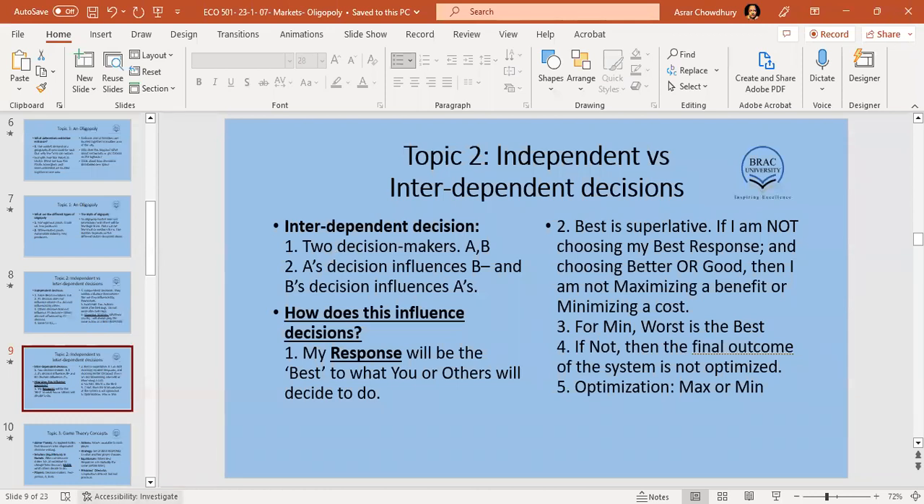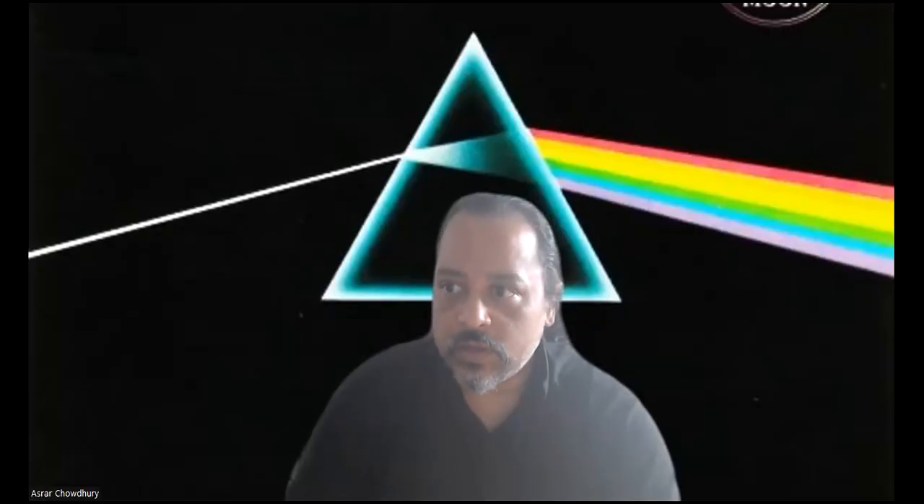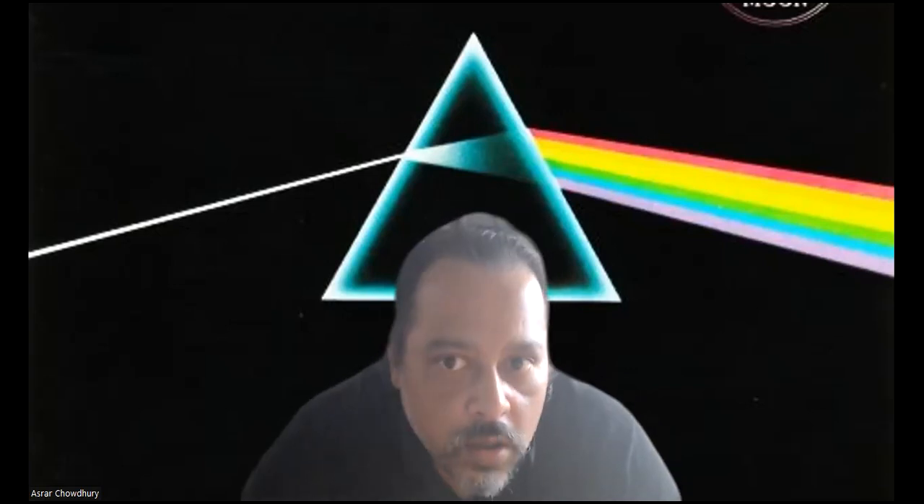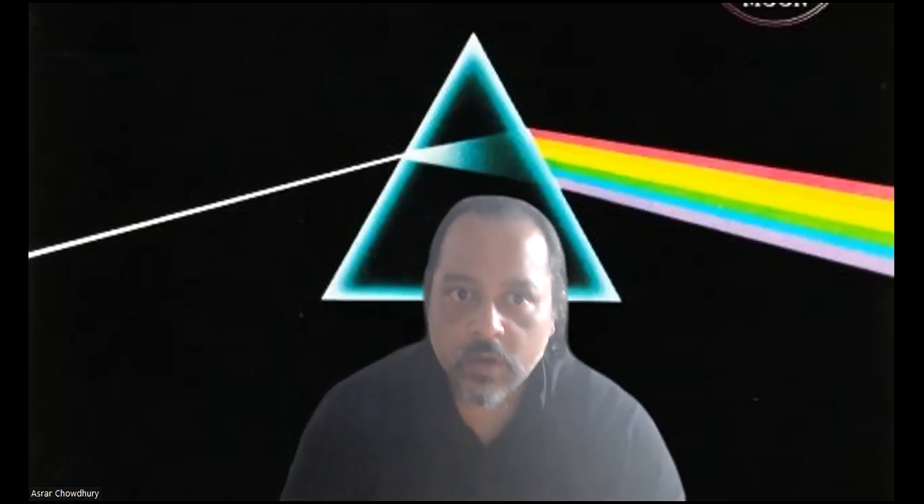So game theory is just an applied mathematics that discusses interdependent decision making. Before that, let us assume what solution means under game theory. Will you talk about dominant strategy later? Sorry, will you talk about dominant strategy later? Yes, I will talk about dominant strategy a little later, when we look at a particular example, then we will do it, okay?